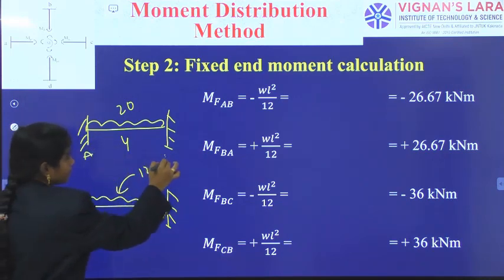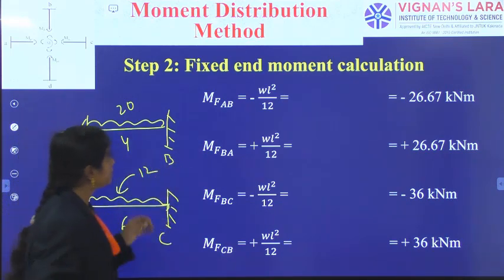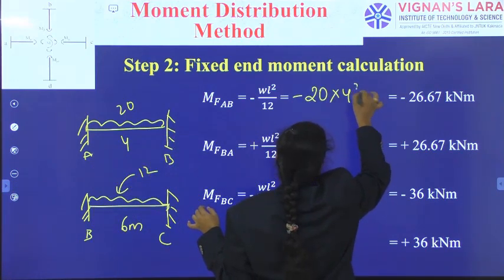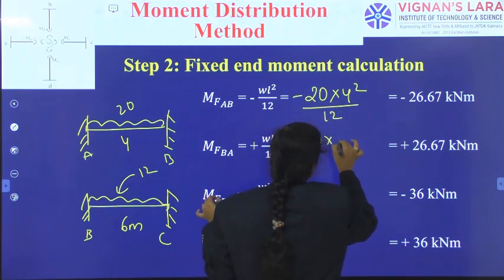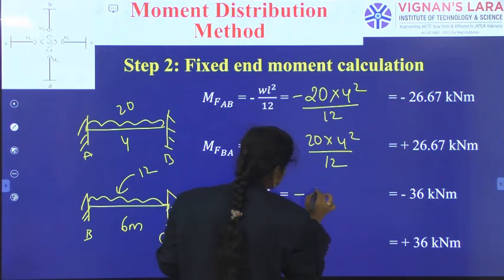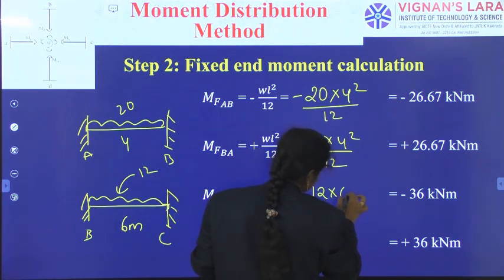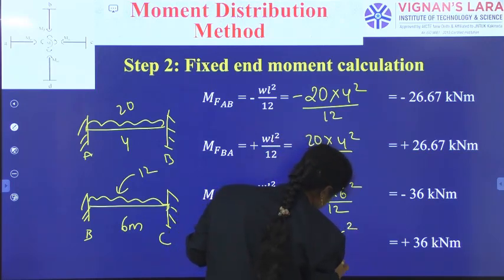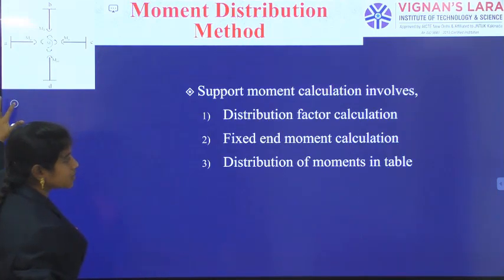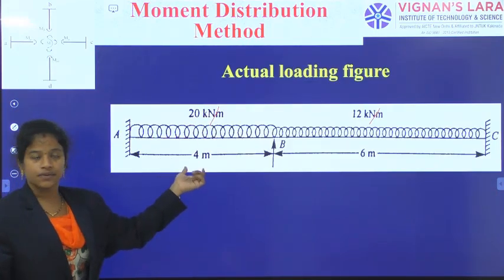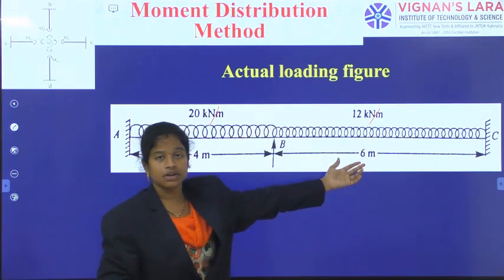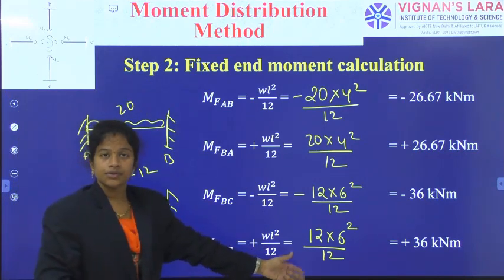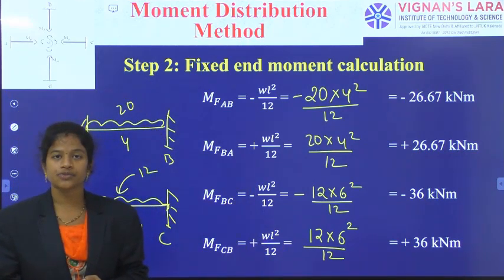Okay, so AB, BC, and we will use the WL square by 12 formula. You should remember it, as we use it repeatedly. So WL square by 12: 20 into 4 square by 12, and here minus 12 into 6 square divided by 12, and plus 12 into 6 square divided by 12. From the actual picture, what is the actual loading we are observing? 20 into 4 square by 12, 12 into 6 square by 12. In this way we have given the answers. So the fixed end moment calculation and the calculation of distribution factors are over.